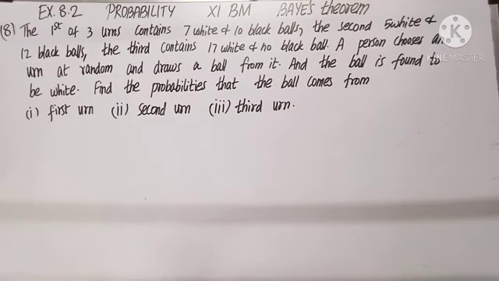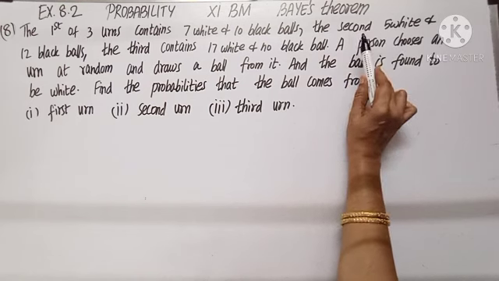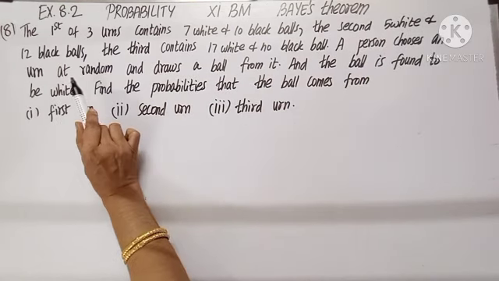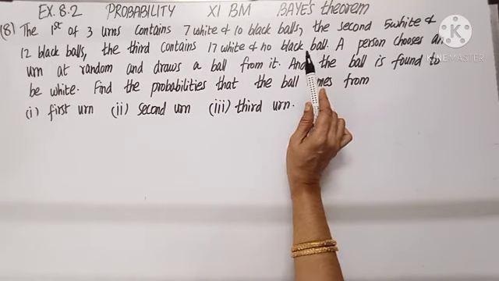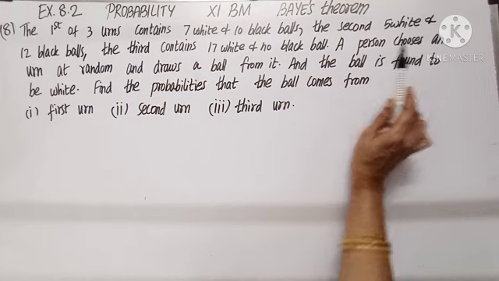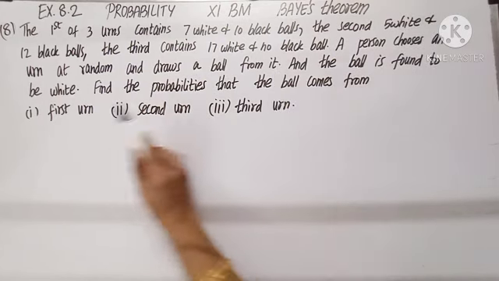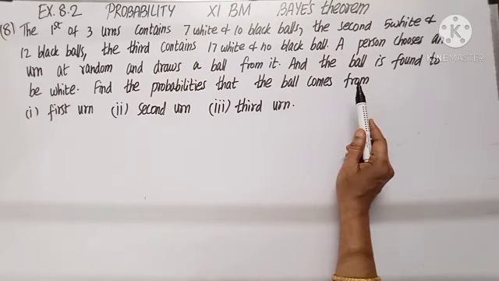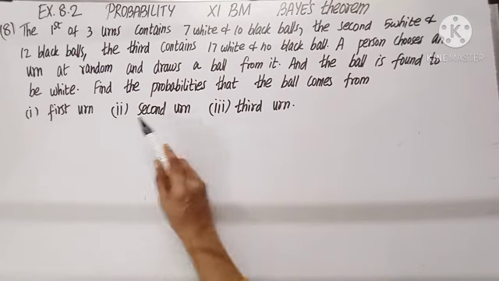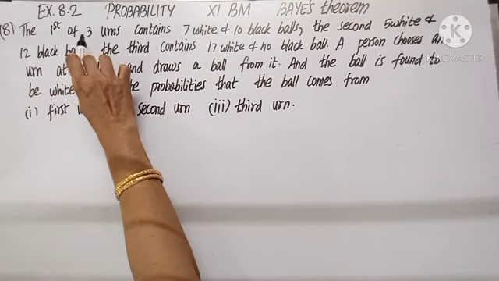Question number 8. The first of 3 urns contains 7 white and 10 black balls. The second, 5 white and 12 black balls. The third contains 17 white and no black ball. A person chooses an urn at random and draws a ball from it, and the ball is found to be white. Find the probabilities that the ball comes from first or second or third urn. We have the 3 subdivisions separately. How shall we do it? How many urns are given?